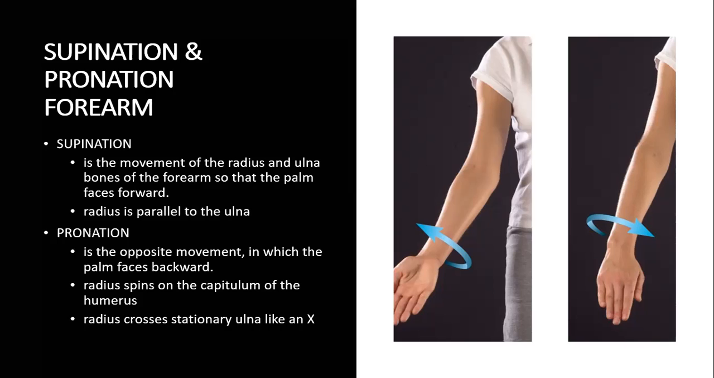So we got pronation and supination of the forearm. Pronation and supination really aren't a planar movement. If you were to consider it, it would be a transverse or horizontal movement, but not really a pure plane movement.